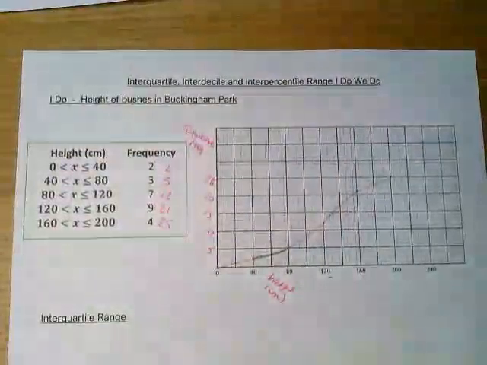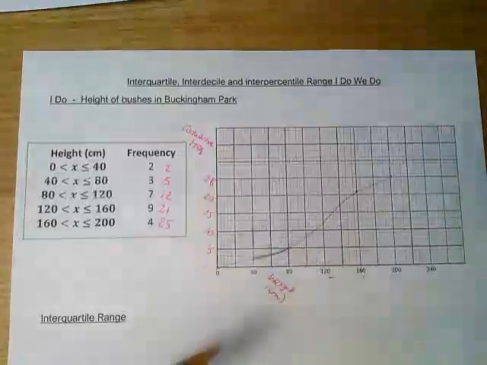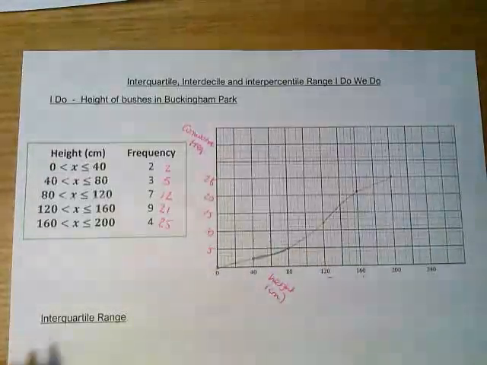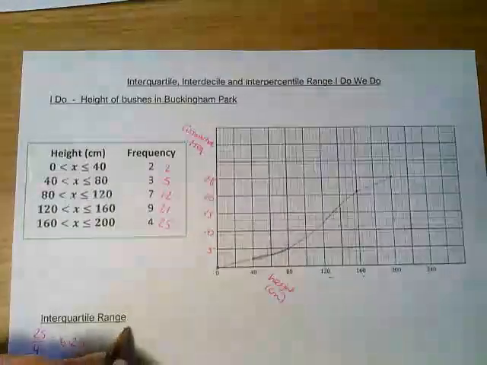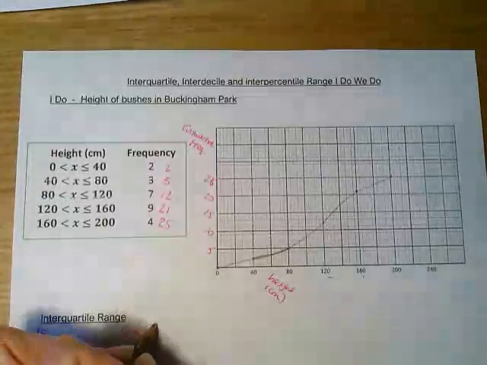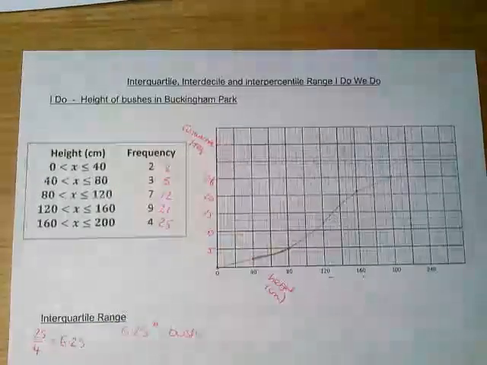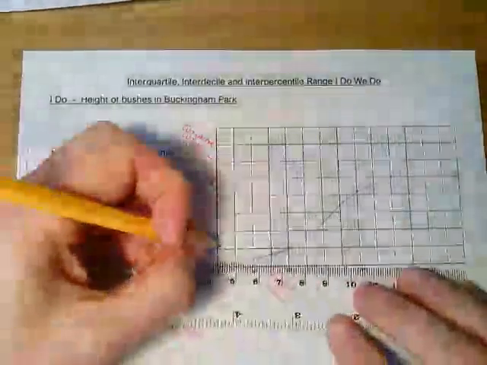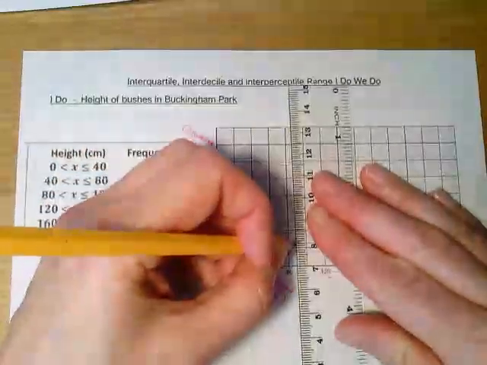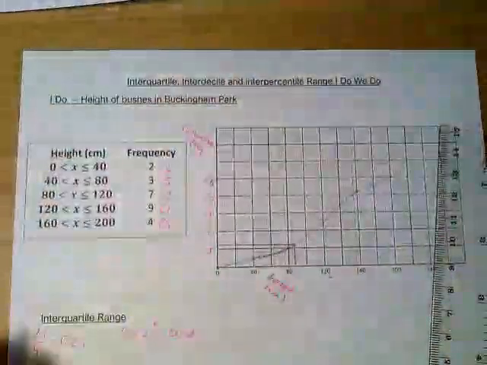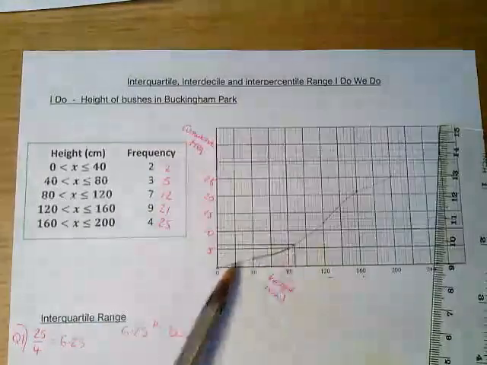Okay, so what I need to now do is my interquartile range, which means I want to know the middle half of my data. I want to chop off the bottom quarter and the top quarter. So 25 divided by 4 gives me 6.25. So I want bush number 6.25. Okay, we want to know how tall that imaginary bush was. So there's 6, go up a tiny bit more, go along till you hit the curve and come down there. And that's my quartile 1, my lowest quartile. I'm going to forget about the quarter of bushes that were the tiniest.